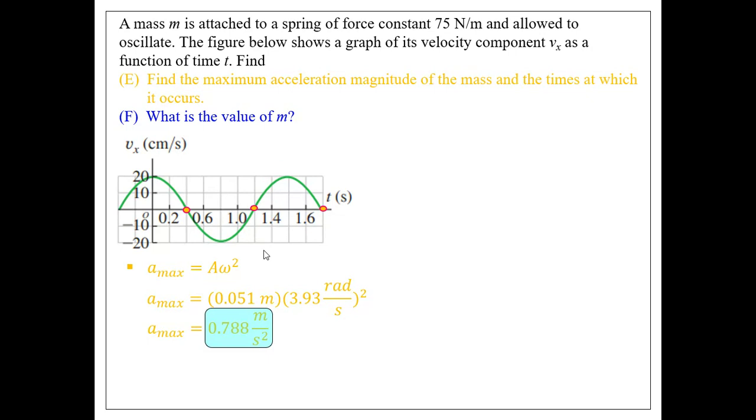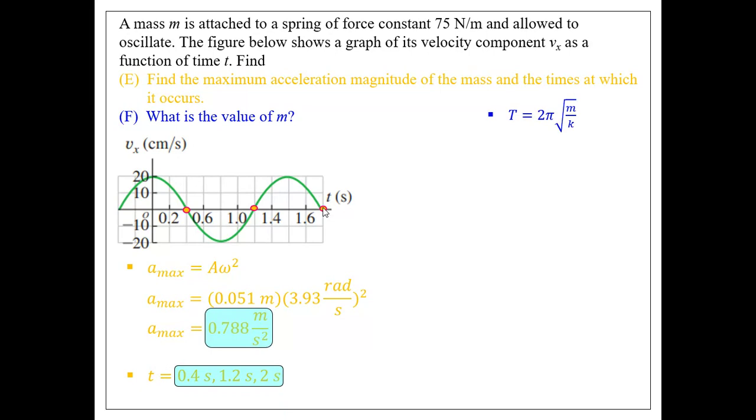So these are relationships you should keep track of. A max occurs where v is 0. So these are the locations where v is 0. If I counted correctly, this would be 0.4, 1.2, and once again to the very end here is actually 2 seconds. Hopefully you've been listening. So the second part of part E is 0.4, 1.2, and 2 seconds. So it'd be half of a cycle each time.